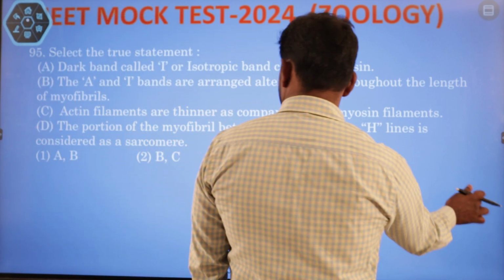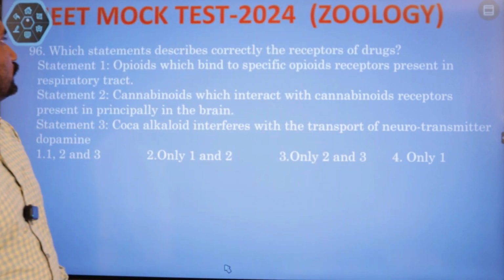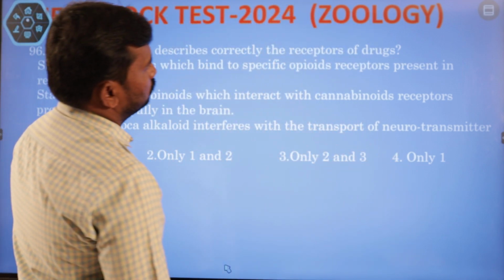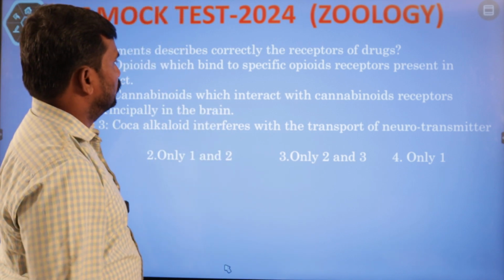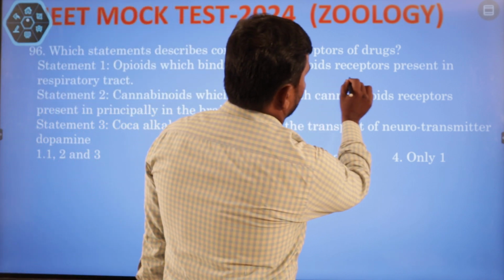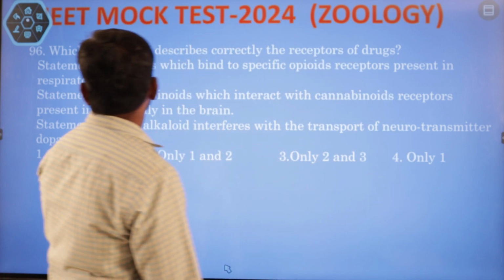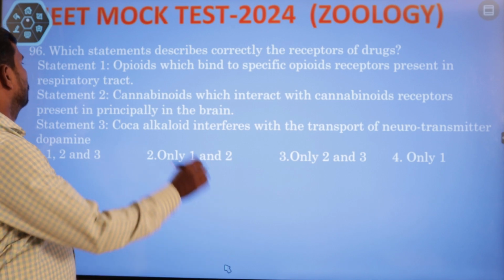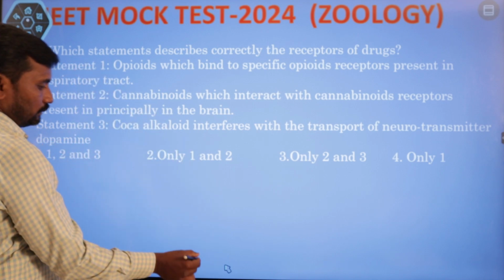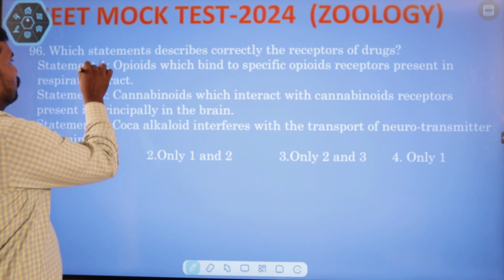Question number 96. Which statement describes correctly the receptors of the drugs? Statement 1: opioids bind to specific receptors present not in the respiratory system. They are specifically present in the nervous system. So this is the incorrect one. The first one is called incorrect.